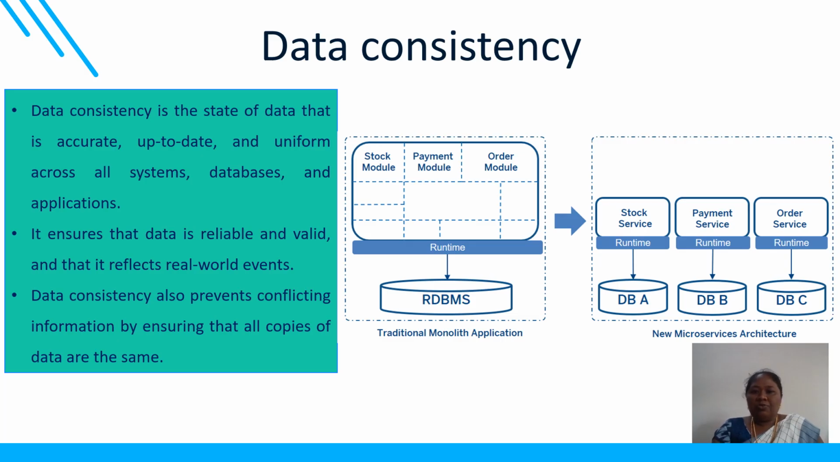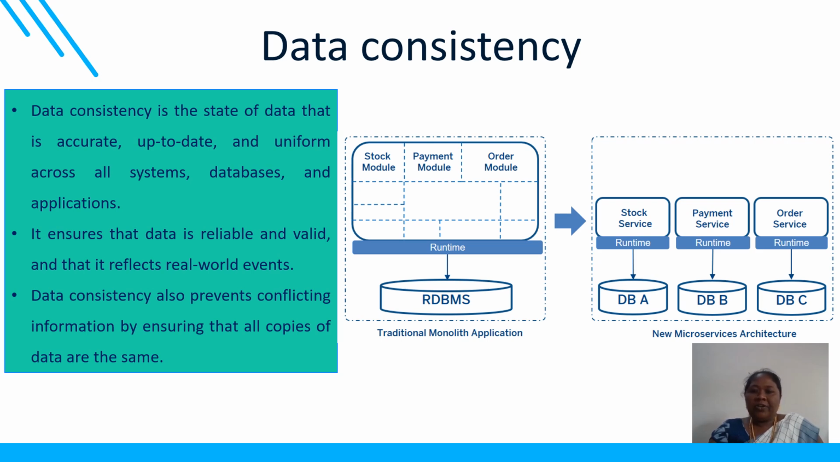First of all, we should know what data consistency is. Data consistency means, when you work in a database management system, consider modules like a stock module, payment module, and order module. In a monolithic application architectural style, everything is updated in one single data store, so commit and rollback is possible and easy.